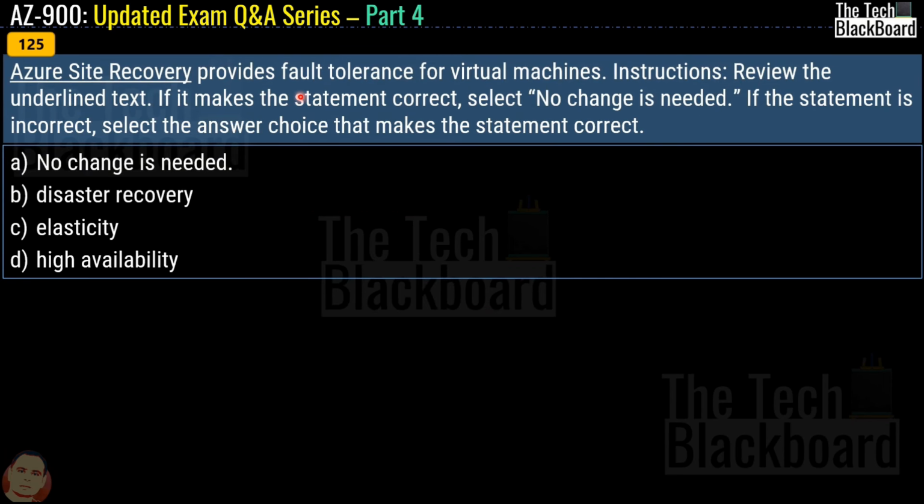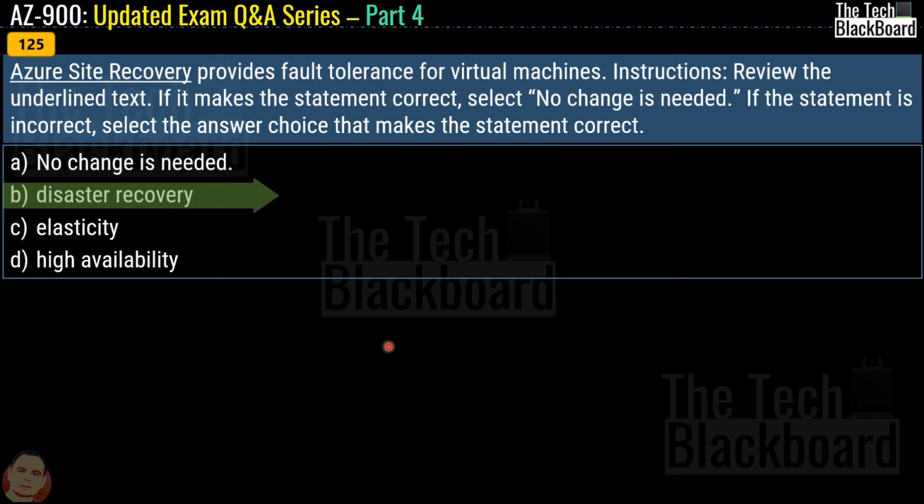Moving on with question number 125, it says that Azure Site Recovery provides fault tolerance for virtual machine. And the instructions for this question is that you have to review the underlying text, which is this Azure Site Recovery. And if this makes the entire statement correct, then you have to choose no change needed. Otherwise, to make this statement correct, you have to choose one of these three given options. So let's check out the correct answer, which is option B, disaster recovery.